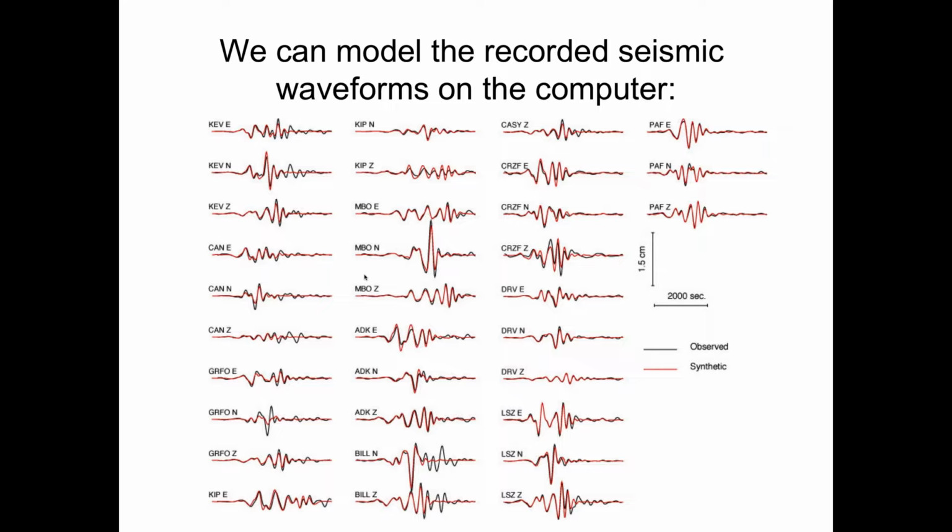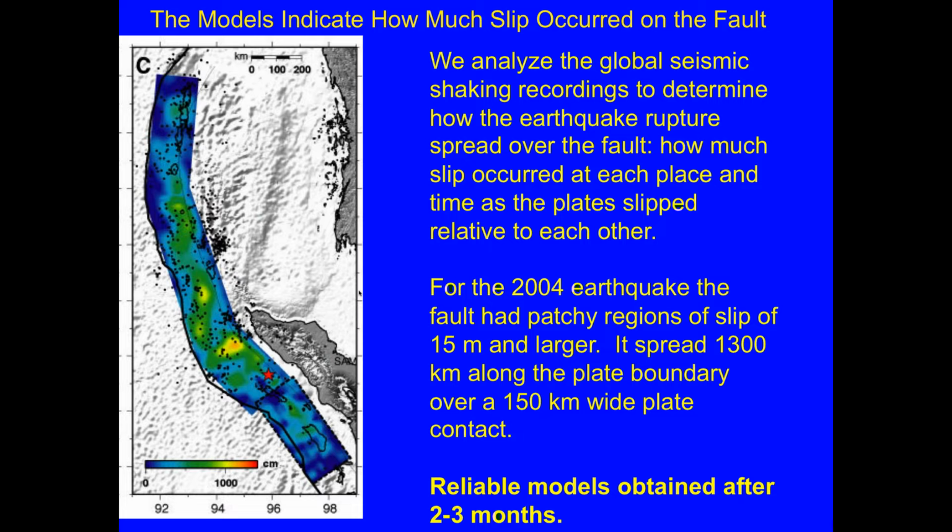Now we can take those waveforms and model them and completely exploit the seismic recording information from around the world to understand the source, to map how the slip spread over the fault as a function of space and time. These are just examples of waveform fits for the complete long period ground motions. At the time, though, in 2004 in December, we didn't have regular routine capabilities for doing this that were operational.